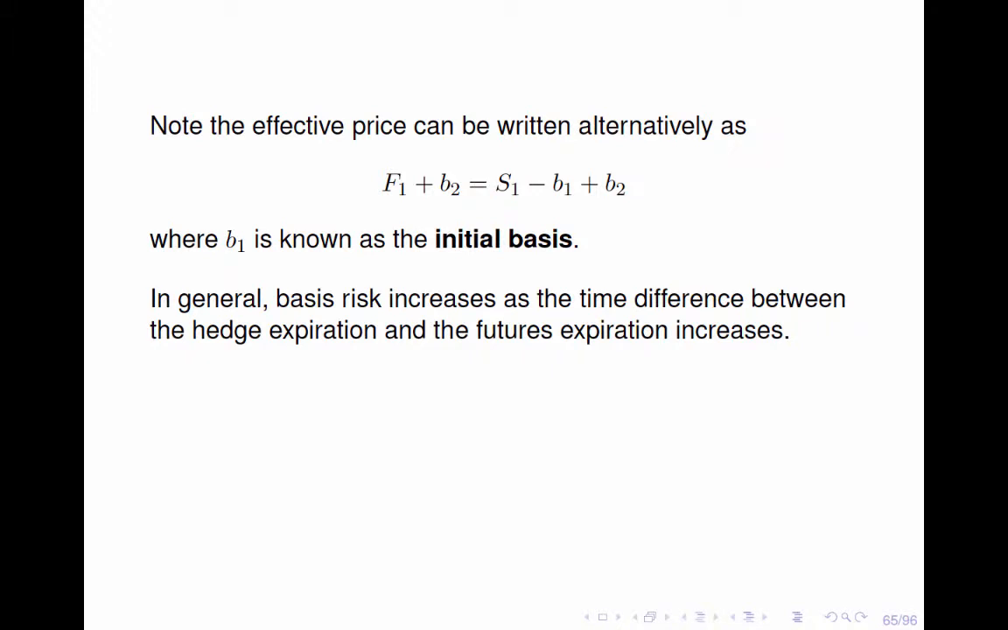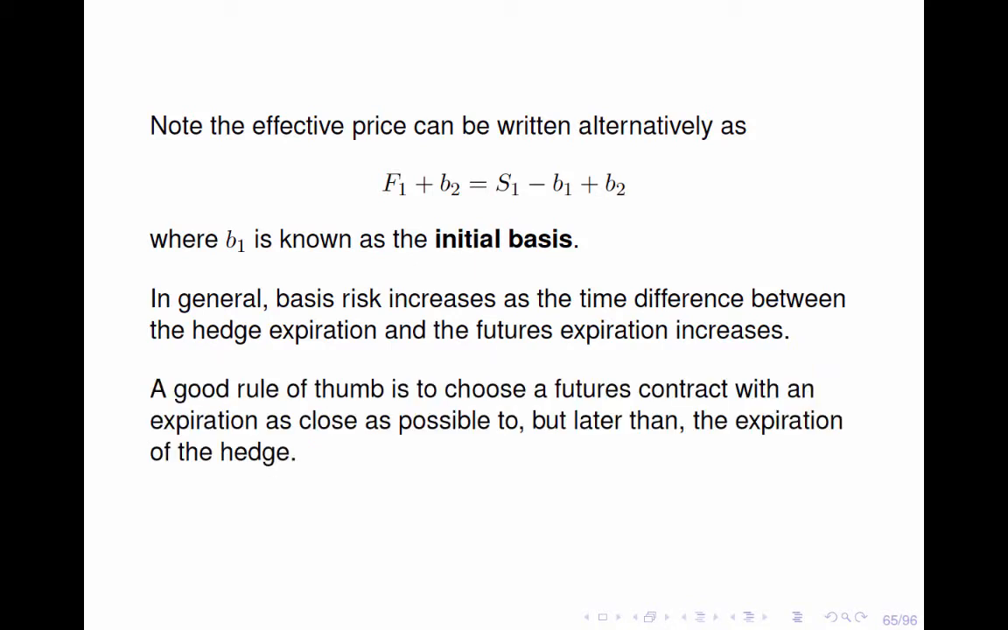In general, basis risk increases as the time difference between the hedge expiration and the futures expiration increases. Therefore, it is always preferred to choose a futures contract with an expiration as close as possible to, but later than, the expiration of the hedge.